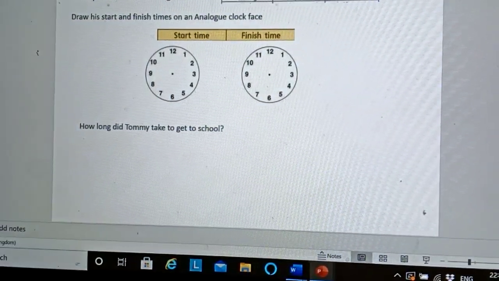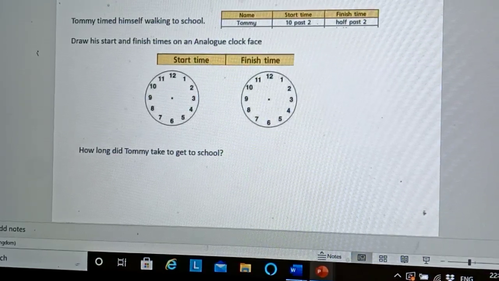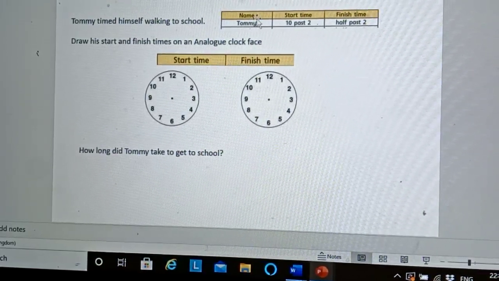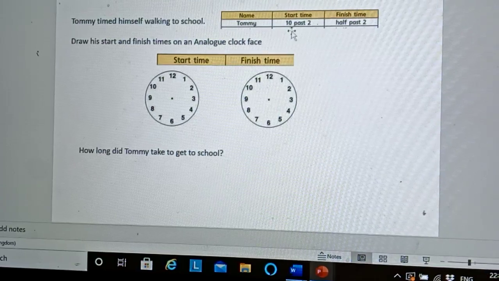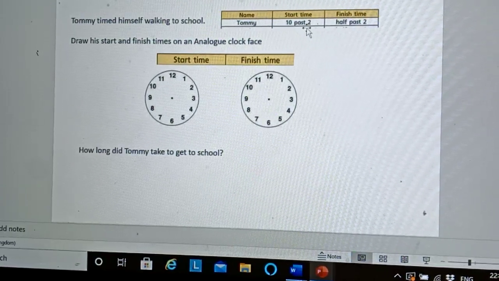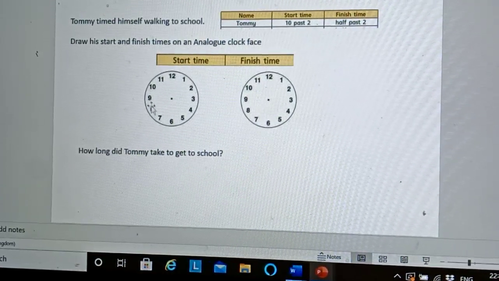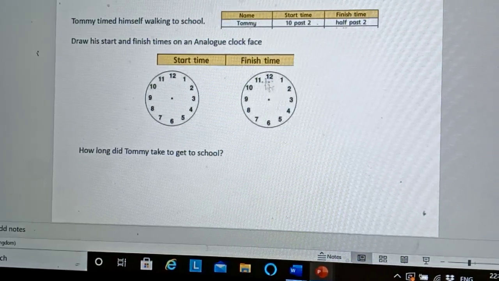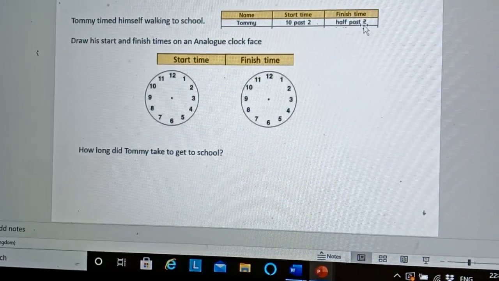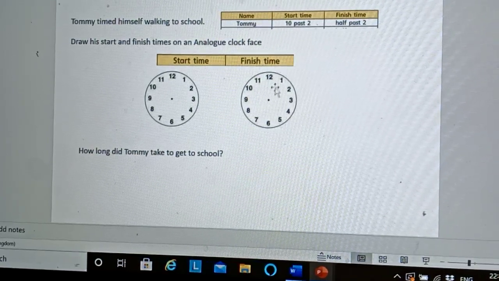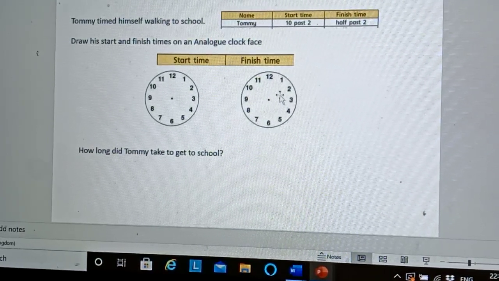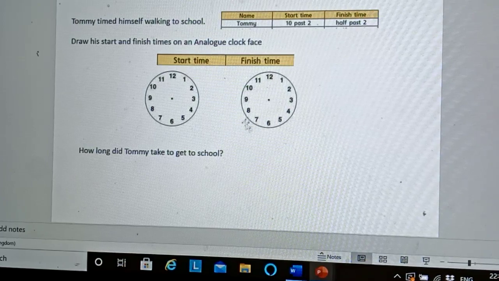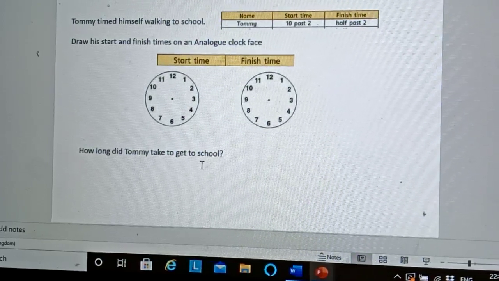For this next question, I'd like you to try and do this on your own. Tommy's been walking to school. He starts at 2:10. Draw 2:10 on this clock face. Tommy finishes at 2:30. Draw 2:30 on this clock face. And then can you work out how long it takes Tommy to get to school?